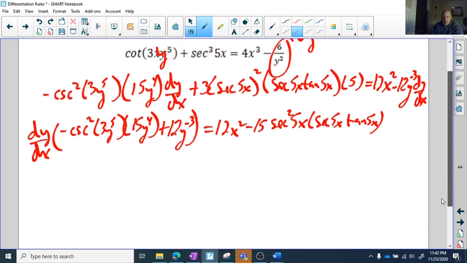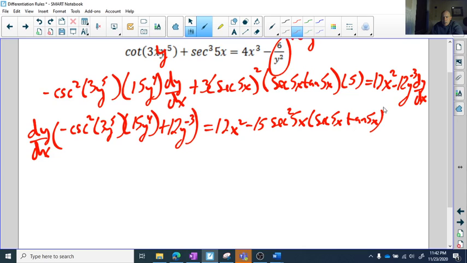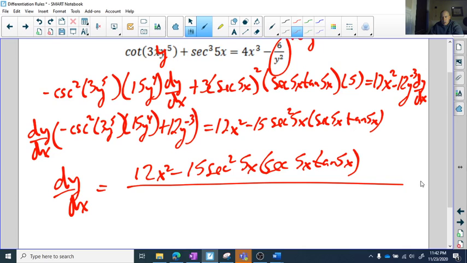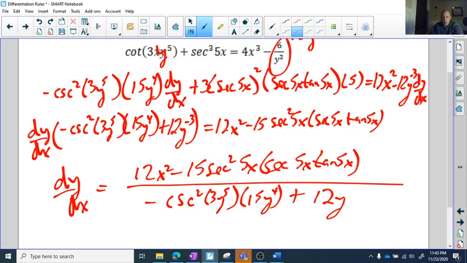And then finally, hopefully I didn't miss anything. I got that. We should be good. dy dx is equal to 12x squared minus 15 secant squared 5x secant 5x tangent 5x, all of that over negative cosecant squared 3y to the 5th onto 15y to the 4th plus 12y to the negative 3.